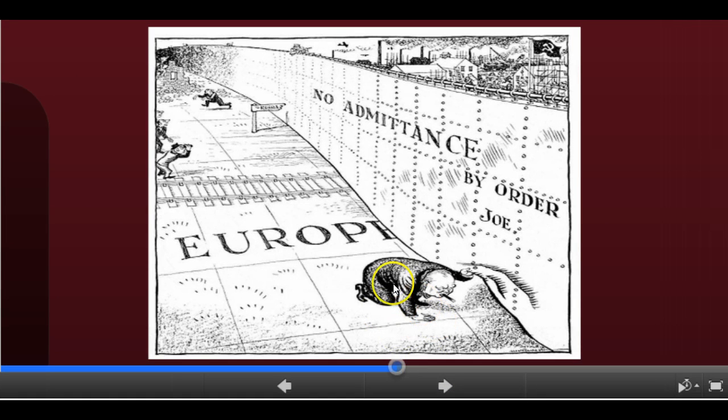And here's a political cartoon. Winston Churchill, Prime Minister of Great Britain. Communist Soviet Union over here. No admittance. The Iron Curtain dividing Europe.